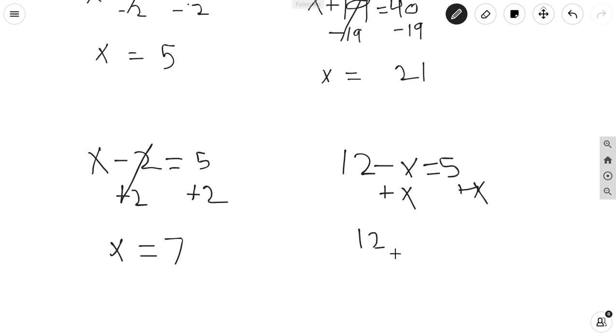So 12 equals 5 plus x. Now x is on this side. I want to isolate it on this side, so I'm going to subtract 5. So 5 is gone. Same thing on the other side, subtract 5. And I got x equals 7. And I'll plug it in. It'll make sense. So 12 minus 7 does equal 5. So it works.